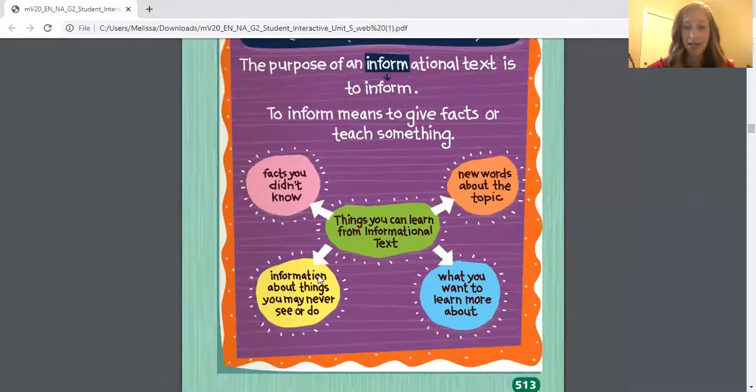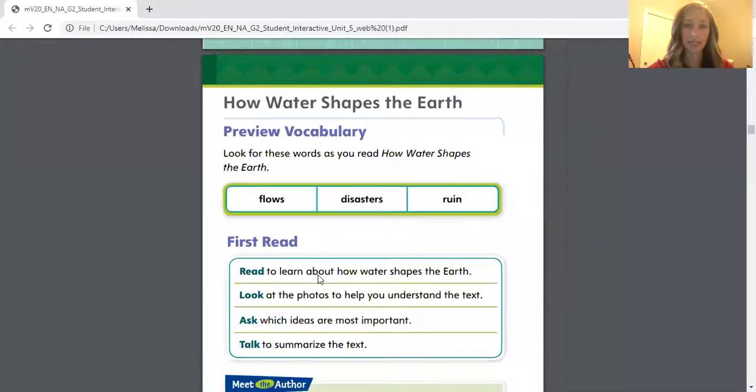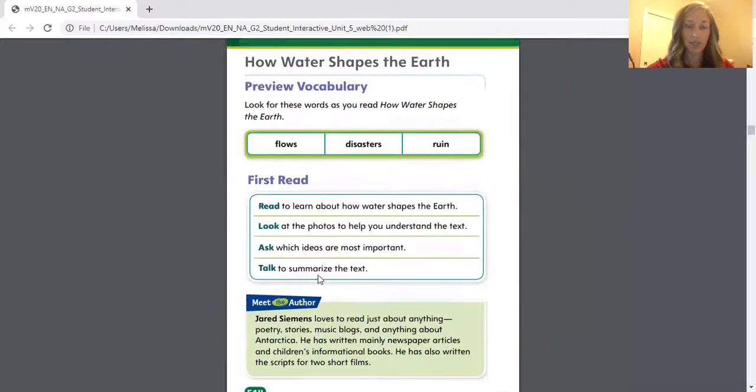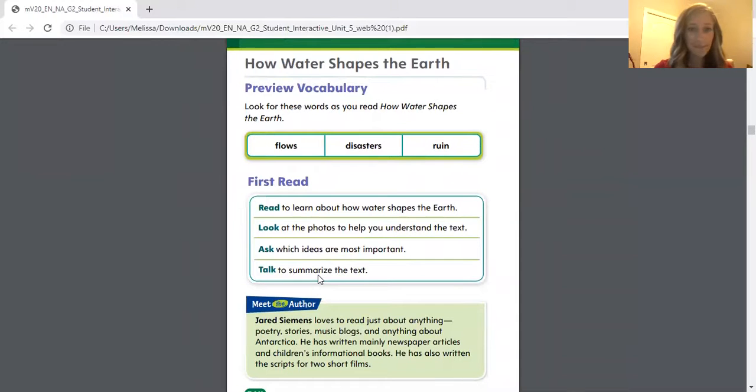So I'd like you to go ahead and turn to page 514. We are going to take a look at some vocabulary words. Your words for the week are flows, disasters, and ruin. And so flows means to move along slowly. Chances are this word is going to be used to describe some of the water that has shaped the earth over time. Disasters are events that cause great damage. They can even cause loss or suffering. And ruin means to destroy something or to spoil something. So make sure you're looking out for those words while you're reading.